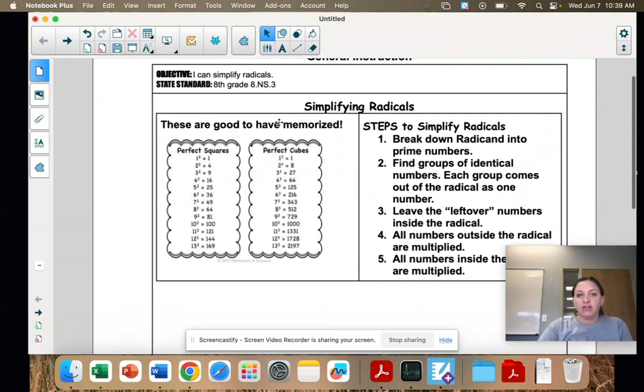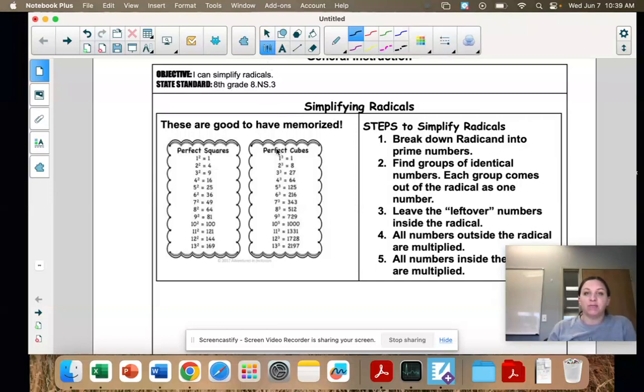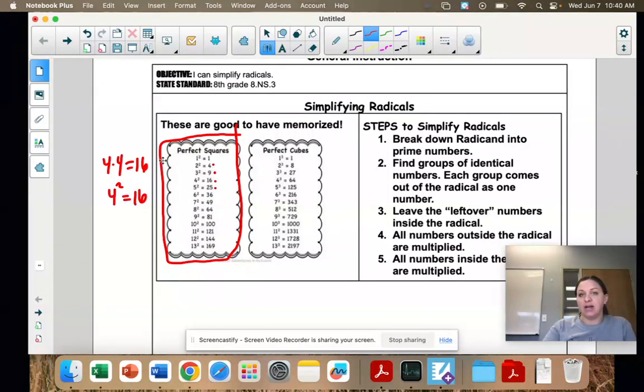When you simplify radicals, it's really helpful if you have your perfect squares memorized. We're not going to really use perfect cubes. But if you know your perfect squares like 4, 9, 16, 25, that would be helpful. A perfect square just means if you multiply two numbers together, like 4 times 4 is 16. 4 squared is 16. 16 is a perfect square because a number squared equals that.